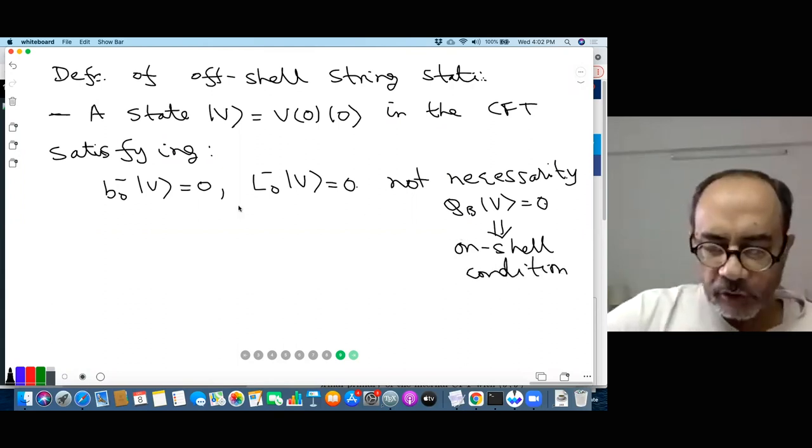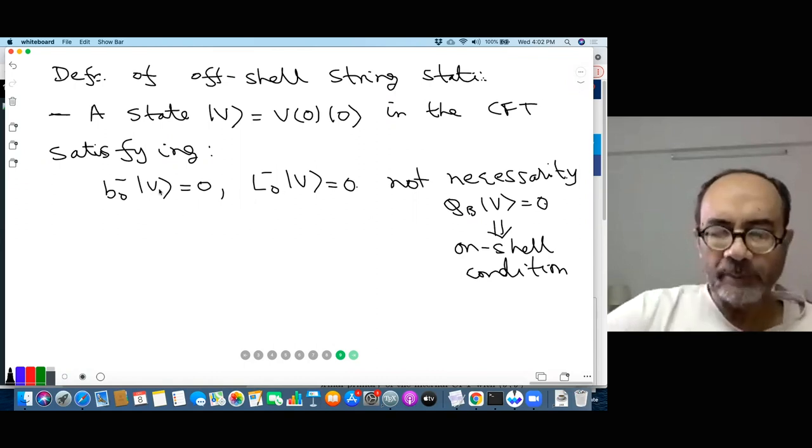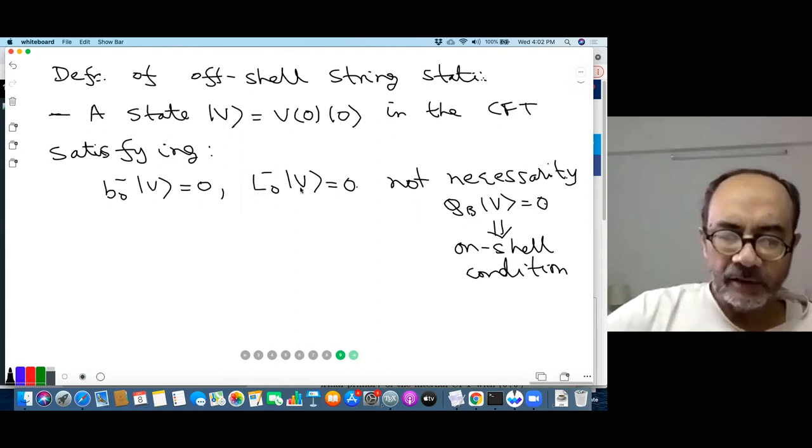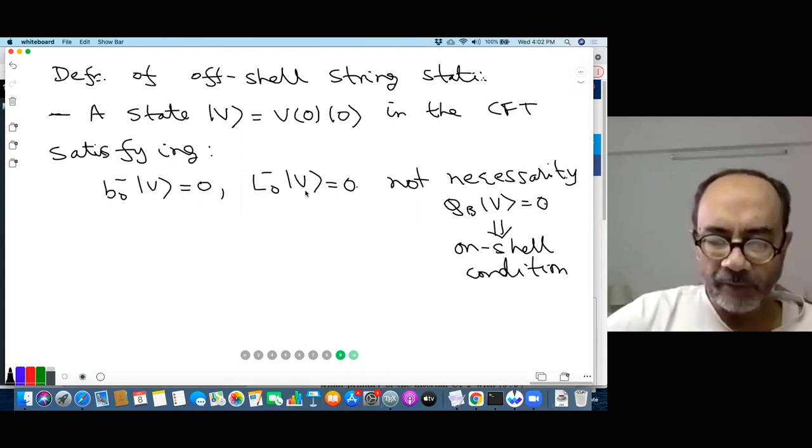Okay. So this one we will regard as the on-shell condition. So when you say that you are going to give the prescription for computing an off-shell amplitude with some external string states, we'll be basically considering external states V1 up to Vn if it's an n-point amplitude, each of which satisfies these two conditions. Some of them may satisfy this condition, but it's not necessary. Because if it does satisfy this condition, we'll call them on-shell external states.